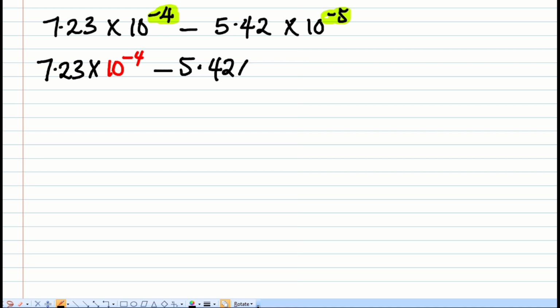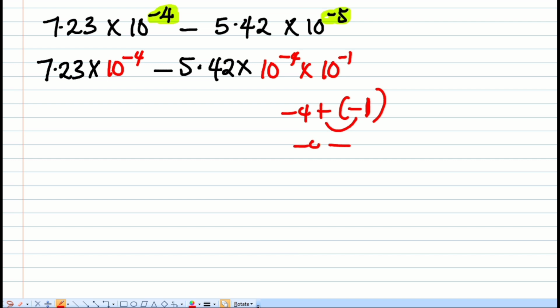Now you want to agree with me that 10 raised to the power minus 5, if you have done your indices, is the same thing as 10 raised to the power minus 4 times 10 raised to the power minus 1. Because when the bases are the same, remember you add the powers. Minus 4 plus minus 1, plus and minus gives minus, so we have minus 4 minus 1, which is equal to minus 5. So 10 raised to the power minus 4 times 10 raised to the power minus 1 is the same thing as 10 raised to the power minus 5.